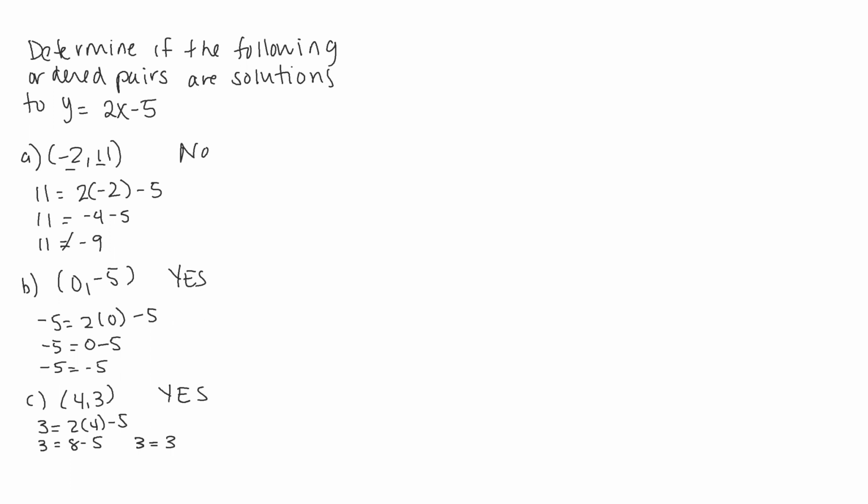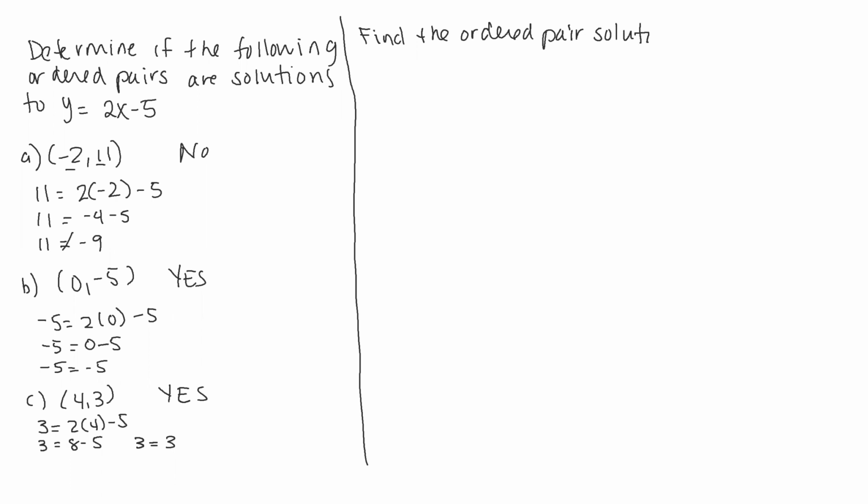All right, let's look at some more examples of how this could work with solutions. So what we want to do for this example, I want to find the ordered pair solution for, let's try 3x plus y is 9.